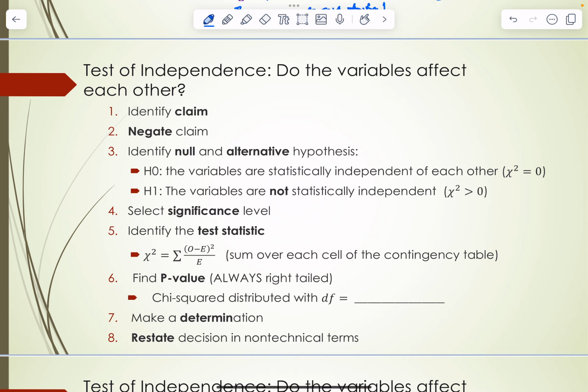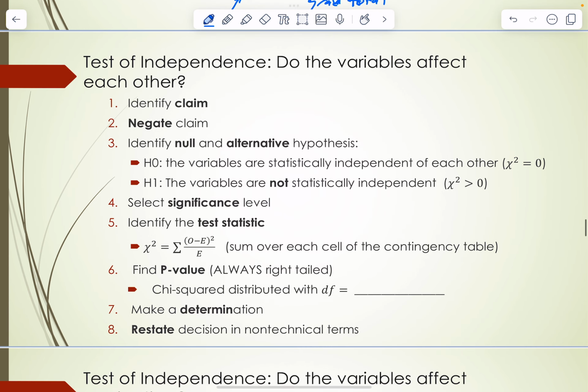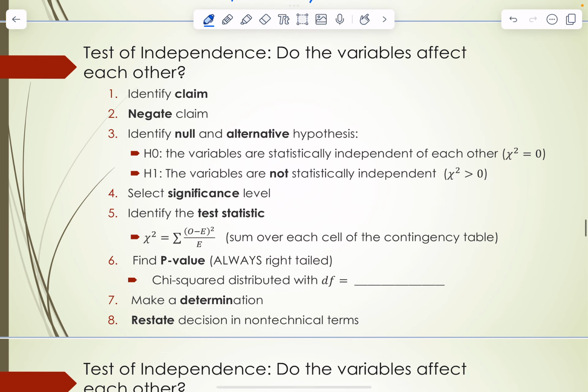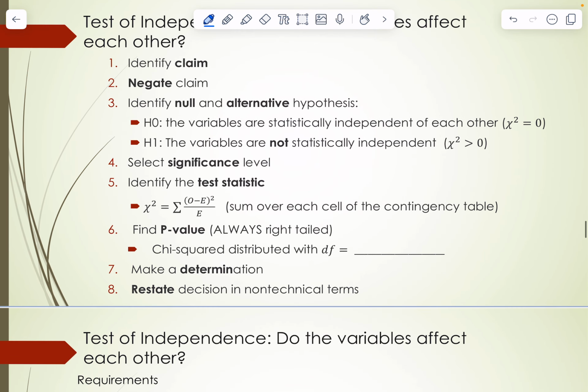Okay, so again, you identify the claim, you negate the claim, you identify the null and alternative hypotheses. The null hypothesis is always going to be that the variables are statistically independent. We assume that they are independent, that there is no difference between the expected, which assumes independence, and the observed. And so chi-squared for that is going to equal 0. The alternative is that they are not statistically independent, and so chi-squared would be greater than 0.